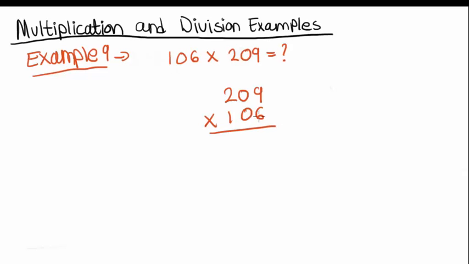Let's say I want to find the answer to what is 106 times 209. I start by multiplying 6 and the 9 together to give me 54, 6 and the 0 together to give me 0, but then I add the 5 that I carried over in the last step to give me a 5, 6 times 2 to give me 12, and then I move on to the 0.